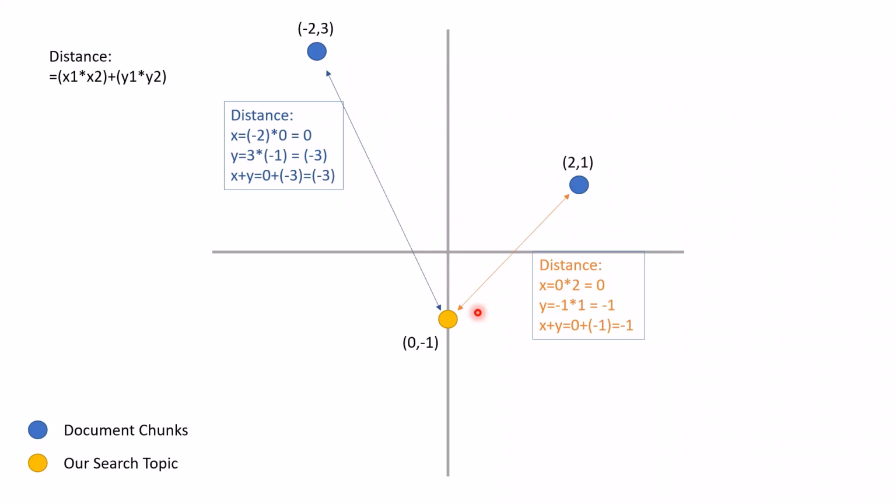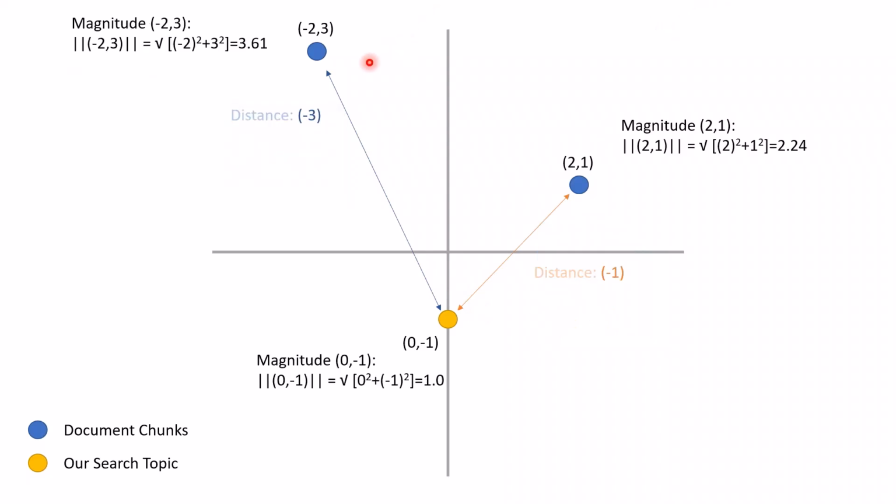So now we've calculated distance. What we want to do next is calculate the magnitude. There are libraries to do all this for you, so you don't really need to memorize this math. Essentially, we take the x and y, square each one of them, add them together, and then calculate the square root. The magnitude of the first document is 3.61, the second document is 2.24, and our original question is 1.0.